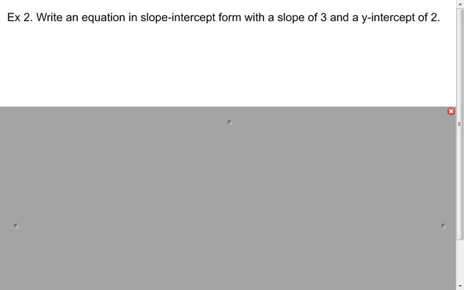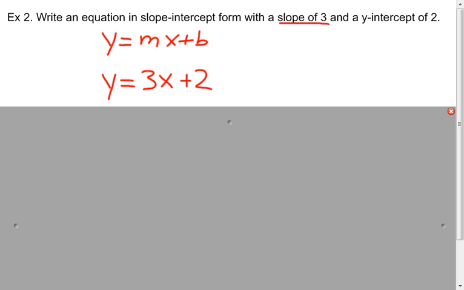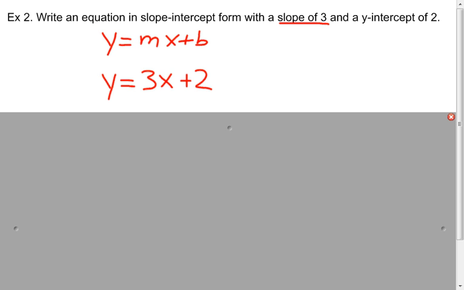Another thing they're going to have you do: if they give you a slope and y-intercept, can you write an equation? Remember, slope-intercept form is always y equals mx plus b. Slope is m, so where the m is, I'm going to plug in a 3 because the problem said my slope was 3. B is y-intercept. This one says y-intercept of 2. That's a positive 2, so I put plus 2. Plug the slope in for m, plug the y-intercept in for b.